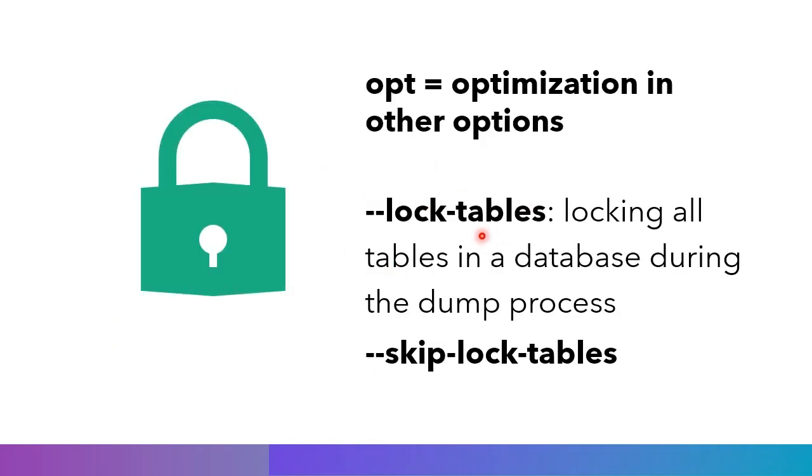Now you have your lock tables, and then you have skip lock tables. This will be locking the tables in the database during the dump process. By locking all the tables in the database during the dump process, it guarantees you that the result of the dump is a coherent snapshot, maintaining the data consistency throughout the backing up process. So lock tables. If you want to unlock tables during the backing up process, you'll do skip lock tables.